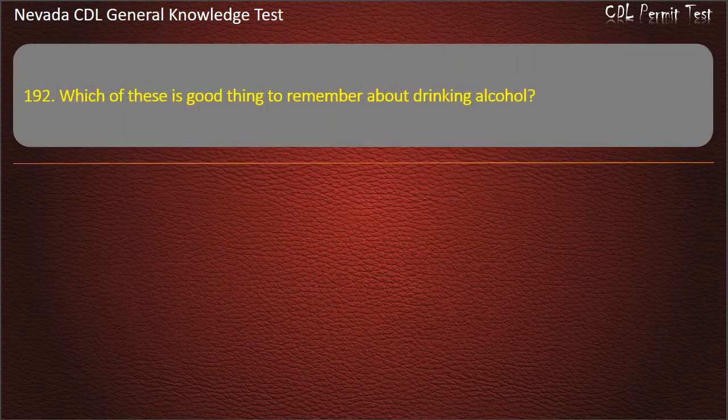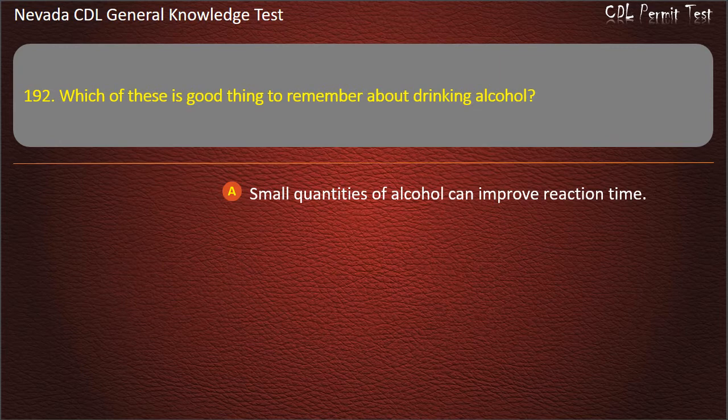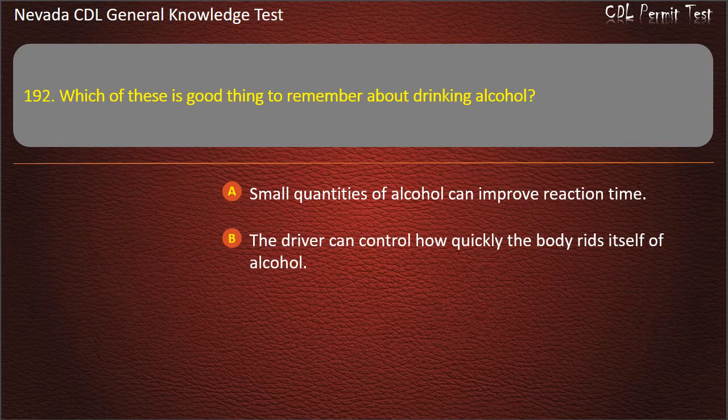Question 192. Which of these is a good thing to remember about drinking alcohol? Small quantities of alcohol can improve reaction time. The driver can control how quickly the body rids itself of alcohol. Alcohol first affects judgment and self-control. Answer. Alcohol first affects judgment and self-control.